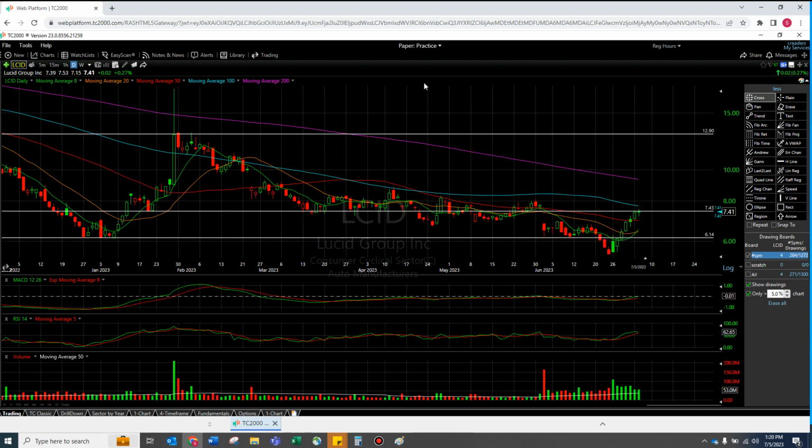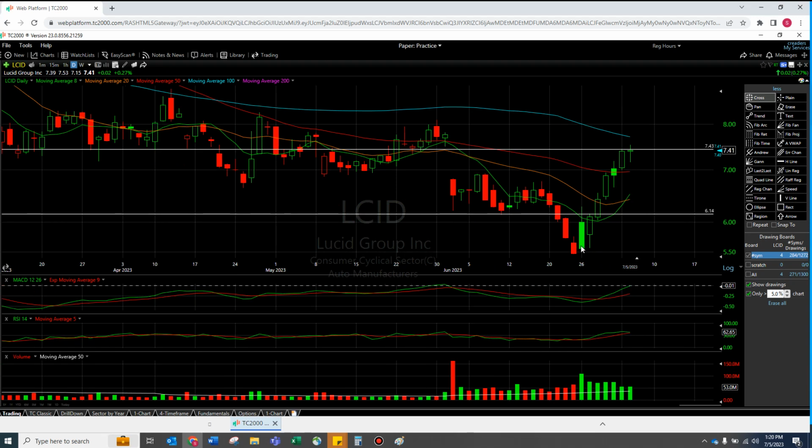LCID, Lucid. Let's come to Lucid real quick. Interesting. Look at this thing. Just starting to make its way up really nicely. 8 moving average. That's a nice golden cross right there. Break the 8, go to the 20. Break the 20, go to the 50. Break the 50, hopefully trying to go to the 100, right?